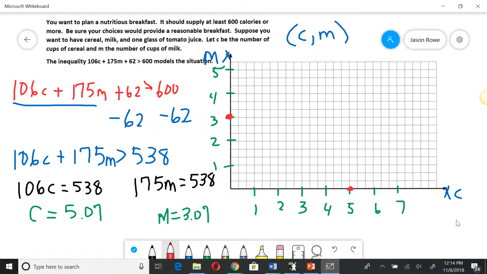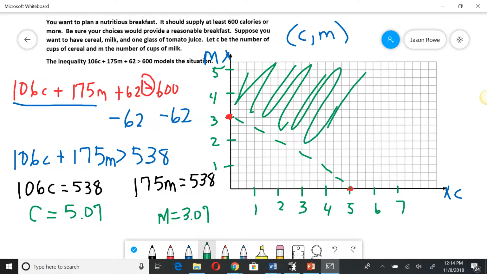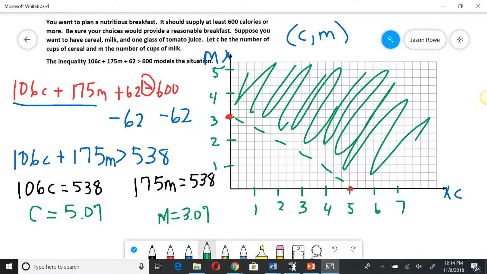And this says that it's greater than. I'm going to use this to draw my line. It's going to be a dashed line. And then I have to shade because it's an inequality. So it says greater than, so that means it's going to be shading above. And so there's your graph.